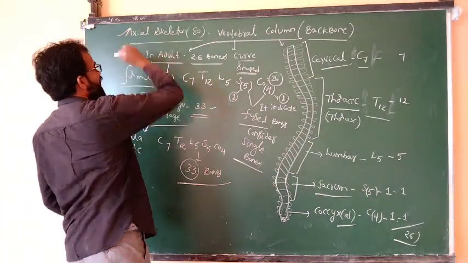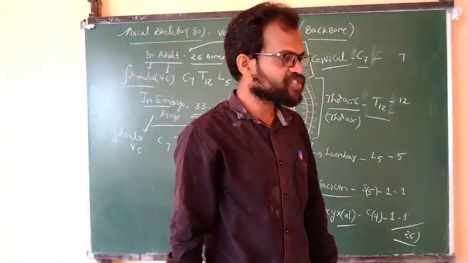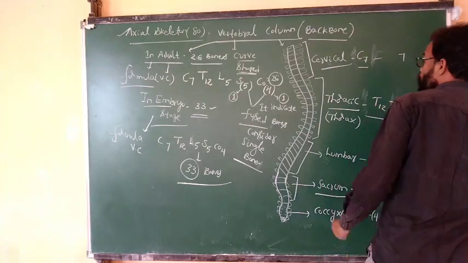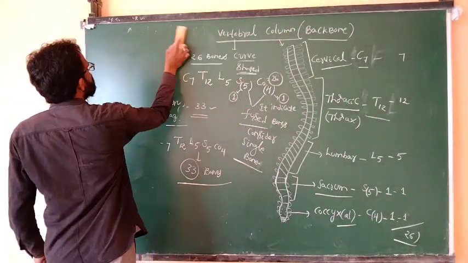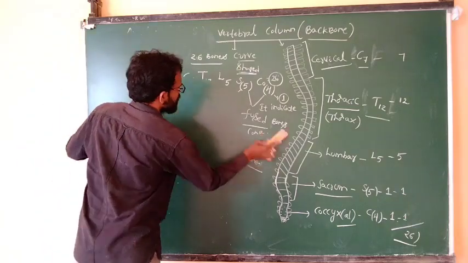How many bones are present in the axial skeleton? The axial skeleton consists of 80 bones.